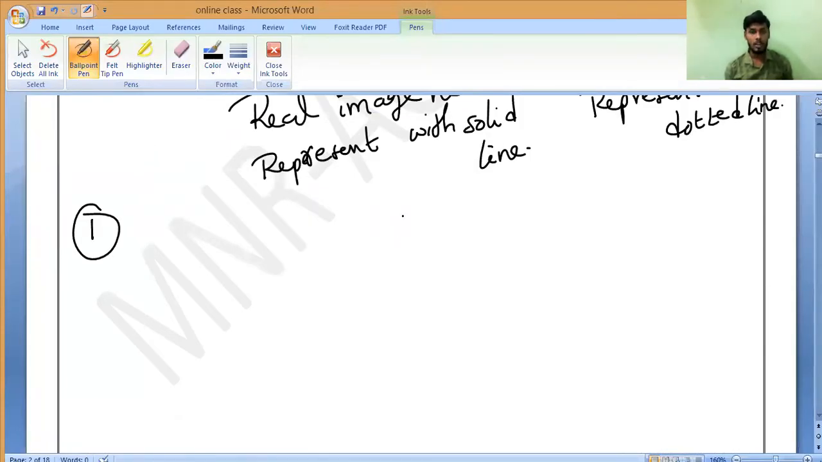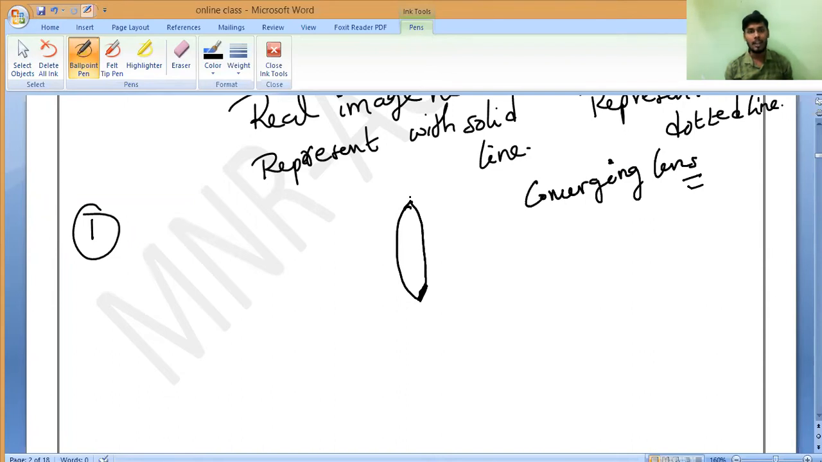Rule number 1. Observe, all of you. Convex lens. Tell me what is the property of a convex lens? All of you, define convex lens. What is a convex lens? A convex lens is called a converging lens. And it is thinner at the middle and thicker at the edges. That is the property of a convex lens. Is it yes or no, all of you?